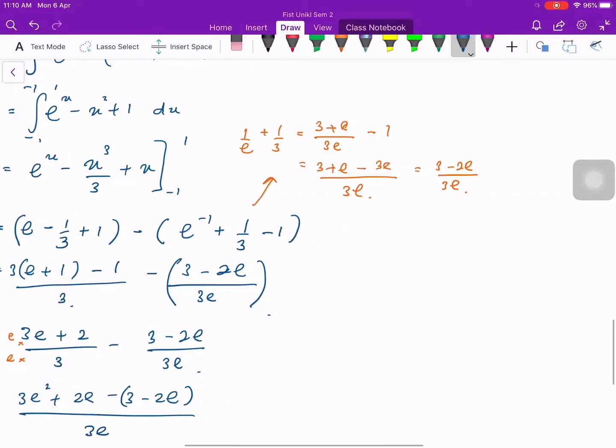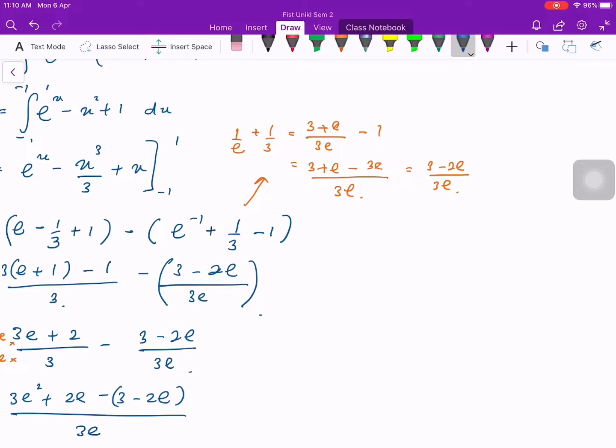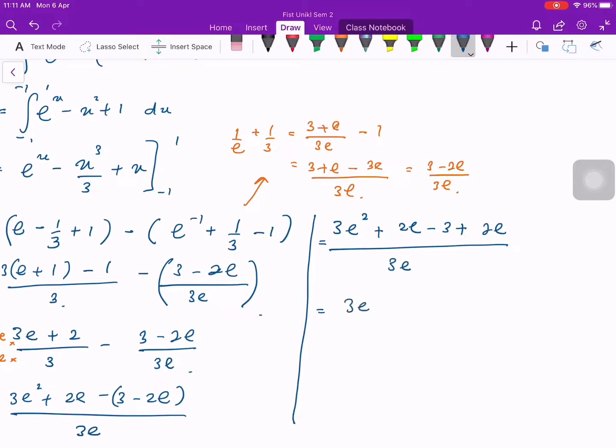Then we are going to simplify this. Simplify 3e to the power of 2 plus 2e minus 3 plus 2e, divided by 3e. Here 2e plus 2e becomes 4e, so I will get 3e squared plus 4e minus 3, divided by 3e. So this is actually our final answer, in unit squared.